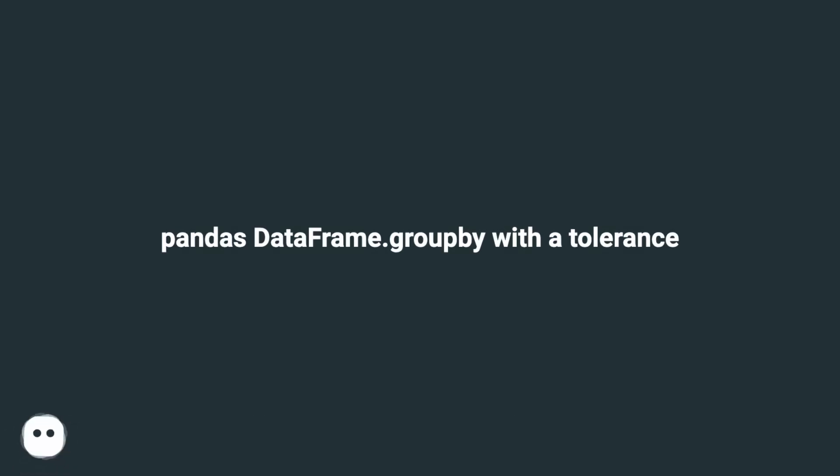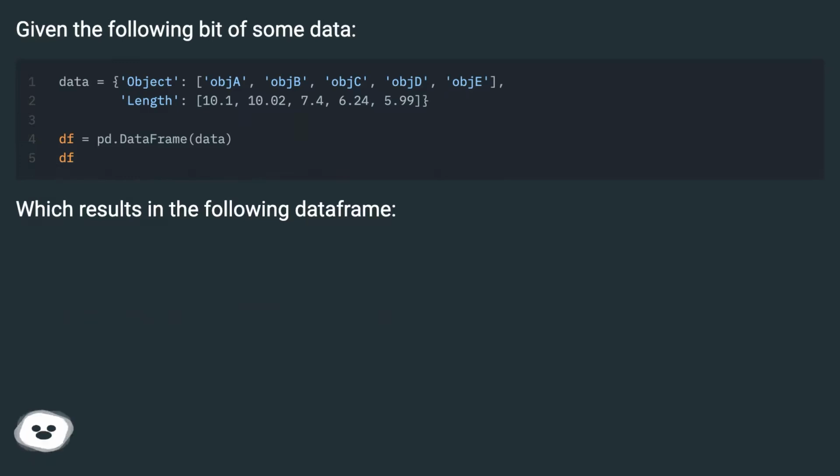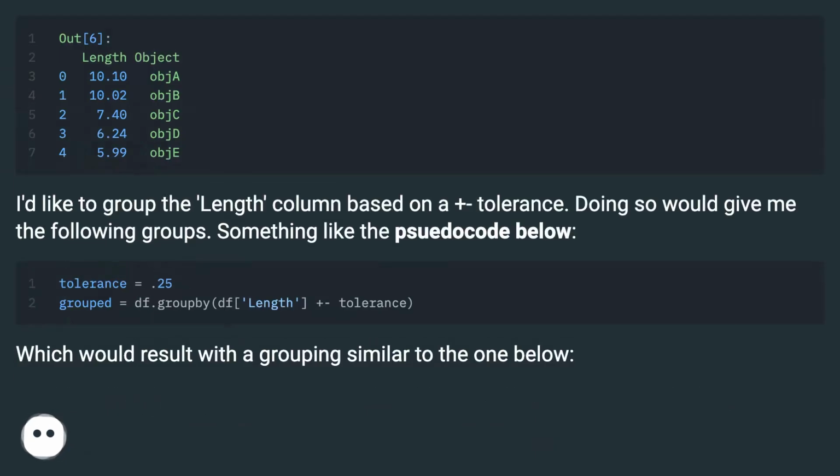Pandas DataFrame.groupby with a tolerance. Given the following bit of data, which results in the following data frame, I'd like to group the length column based on a plus tolerance. Doing so would give me the following groups, something like the pseudocode below, which would result in a grouping similar to the one below.